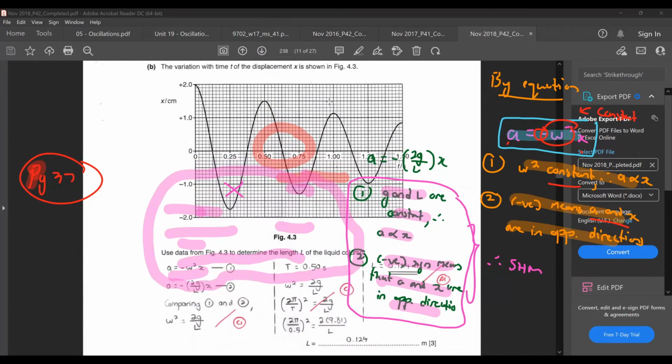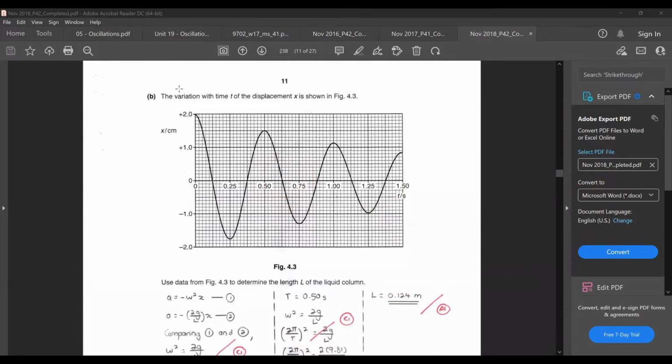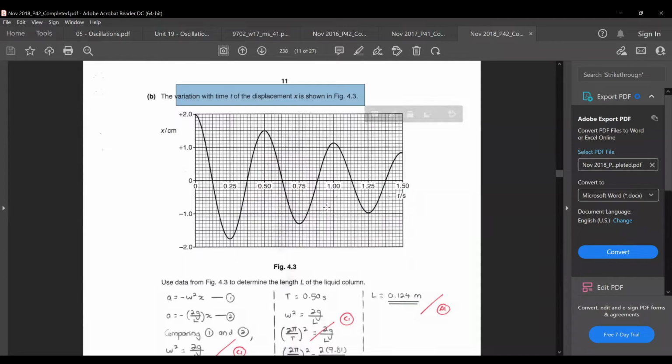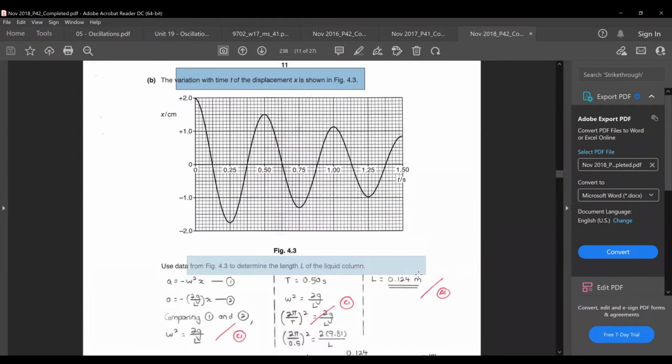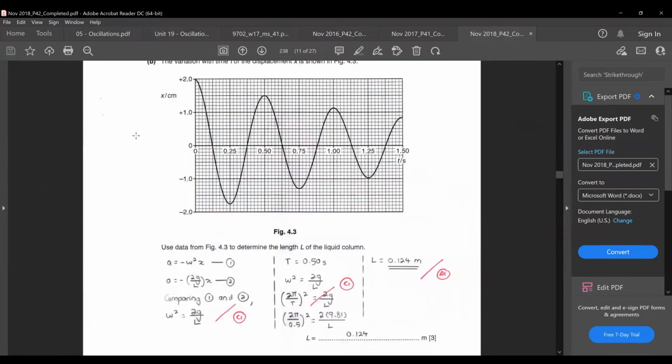This is where you need to compare your given equation with the defining equation of SHM. So let me clear this one off. Now the variation with time t of the displacement x is as shown in the figure below. Use the data from the figure to determine the length L of the liquid column.